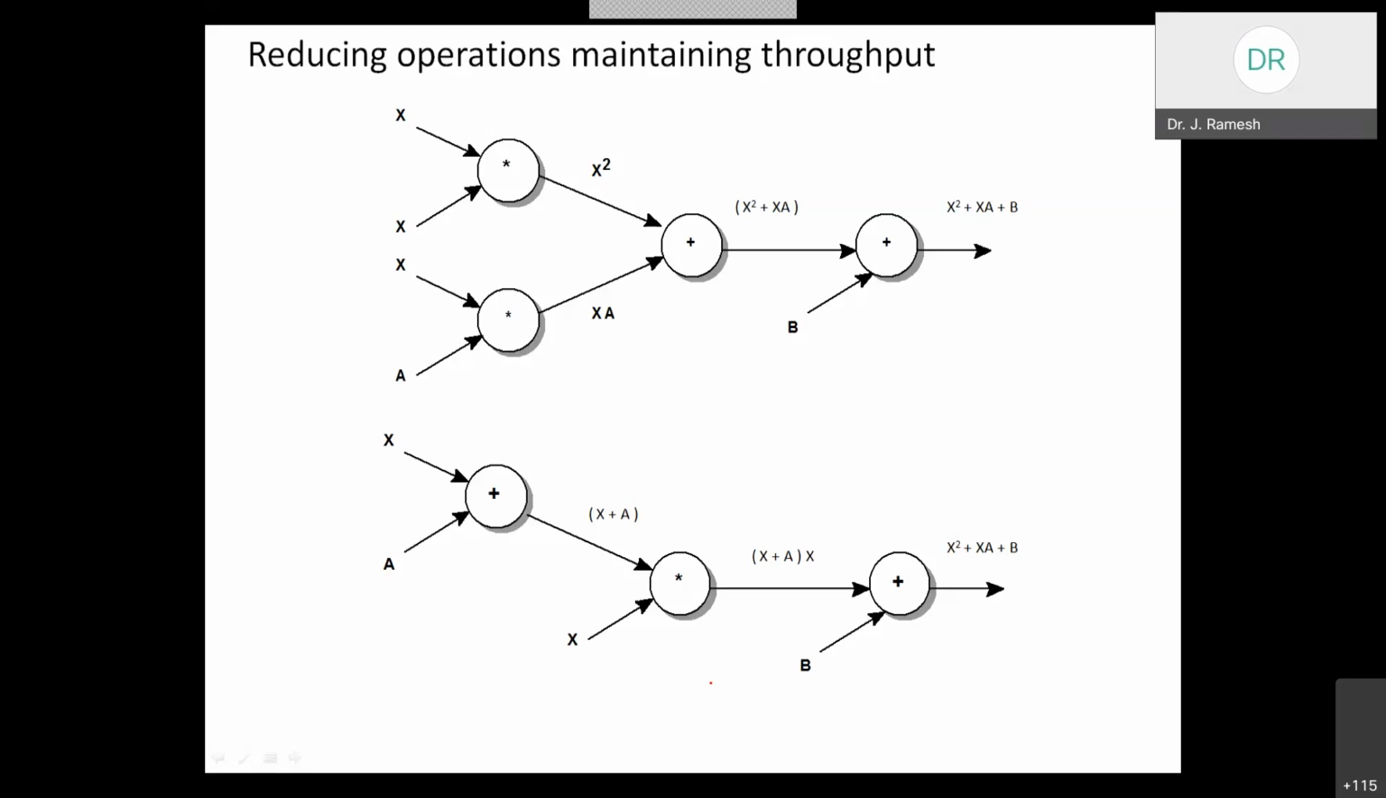So instead of approaching the implementation directly, we can explore the avenues whether the operations can be reduced or not. That will definitely lead to reduction in the power. So this is one simple case where we are able to reduce one multiplier for the same function and the same throughput.